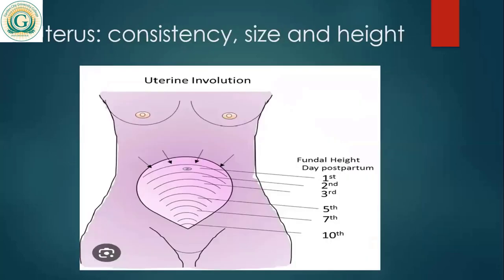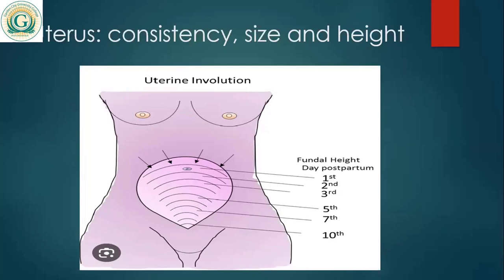We move on to the uterus. During postnatal examination, we check the consistency, the size, and height of the uterus. Immediately after delivery, the uterus should be hard. That means it is well contracted. So when you examine the woman and you palpate to see whether the uterus is soft or boggy, you rub the abdomen to make sure the uterus becomes hard and well contracted. Then you teach the mother how to wrap the uterus by herself, and you encourage the woman to put the baby to breast and void frequently.